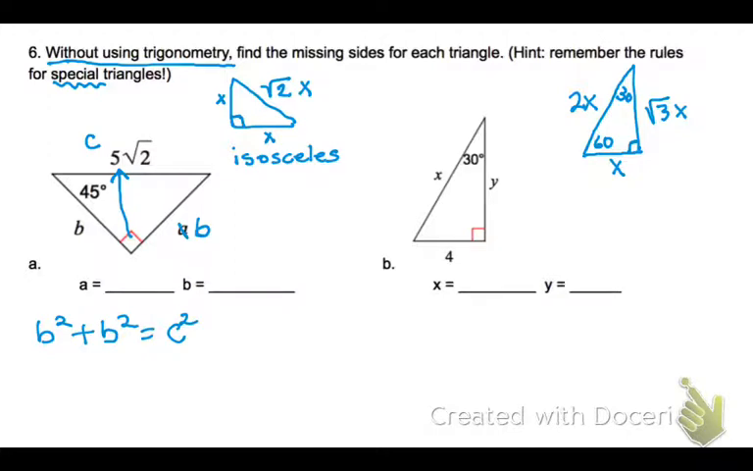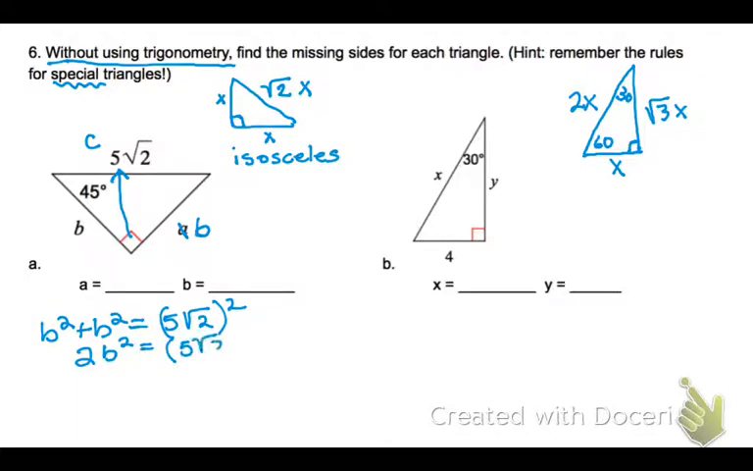Oh wait, you don't even need to do that, right? Oh wait, yes you do. Because you don't know what x is, and you have to figure that out. So we know b squared plus b squared is equal to c squared, which is 5 times the square root of 2 squared. And b squared plus b squared is 2 times b squared, equals 5 times the square root of 2 squared.